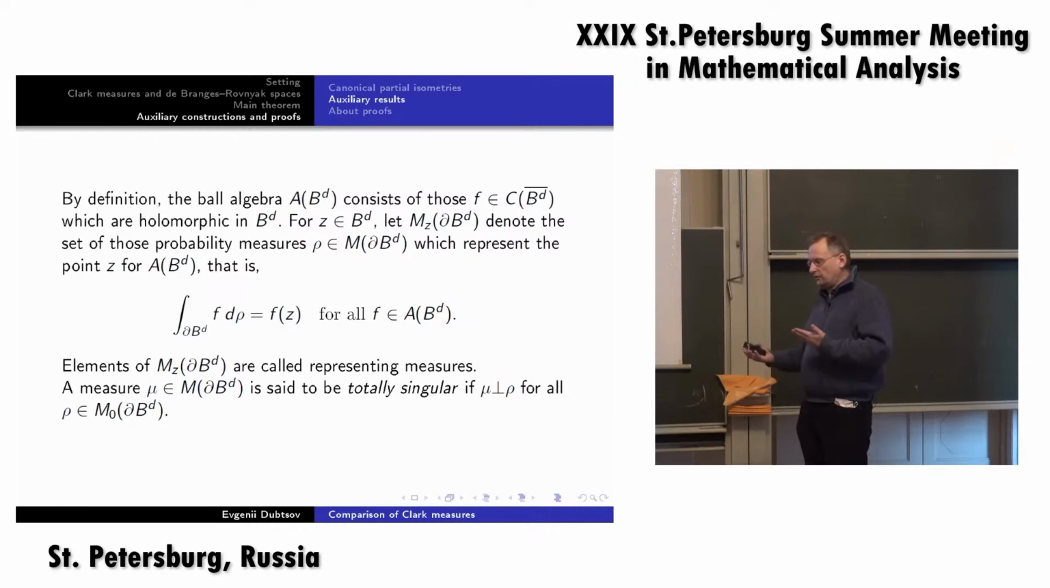F and M Riesz theorem in several variables. So first of all, I consider the set M naught of the sphere. This is the set of representing measures representing the origin for the functions in the ball algebra, the functions which are holomorphic inside the ball and continuous up to the boundary.